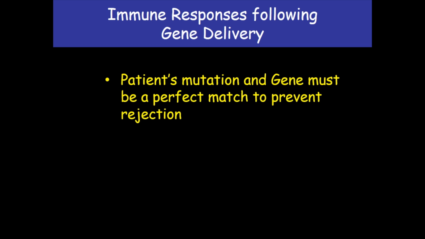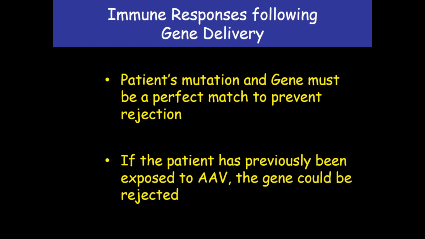Now, I think Doug mentioned immune responses, and I want to show you what our experience has been with immune responses. Now, we know that the patient's gene must be a perfect match to prevent rejection. And we had this in Duchenne dystrophy in our first clinical trial. If the patient has been previously exposed to AAV at high levels, the gene could be rejected. And we actually have set the standard now.